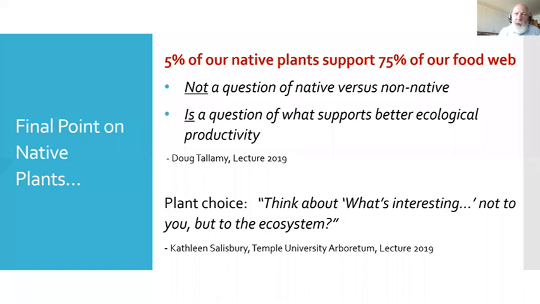Now, a final point on native plants. 5% of our native plants support 75% of the food web. Think about that. It's not a question then of native versus non-native. This is the key point that Doug Tallamy wants to get across. It's a question of functionality. What does that native plant do relative to providing food for birds and nurturing for insects, and consequently nurturing for ourselves? So when you're thinking about plant choices for your garden, we encourage you to think about what's interesting to the ecosystem, beyond what might be interesting to you, the next newest showiest plant.